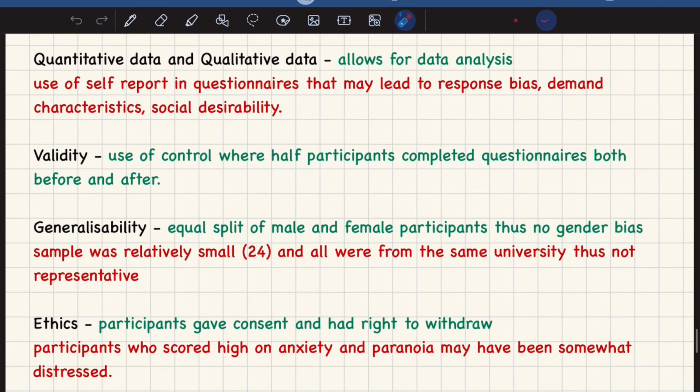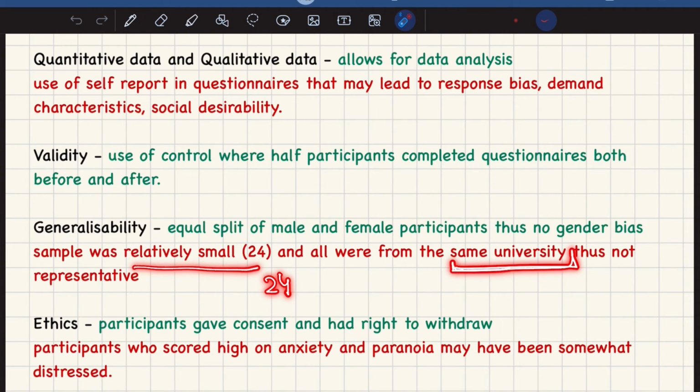Now, generalizability was both a strength and a weakness. It was a strength because an equal number of female and male participants were used, so there was no gender bias. As discussed in the sample before, there were 12 males and 12 females, so no gender bias and an equal number of both genders were used. However, the sample was relatively small. It was just 24 participants, meaning it cannot be representative of a whole population. And they were all from the same university.